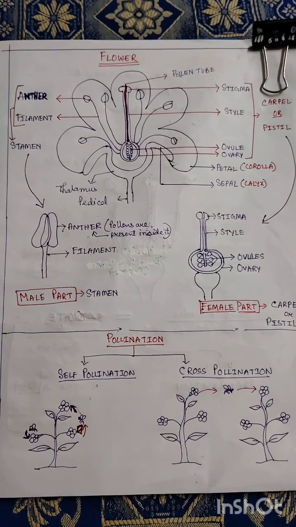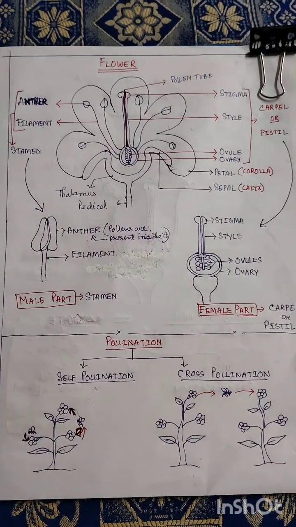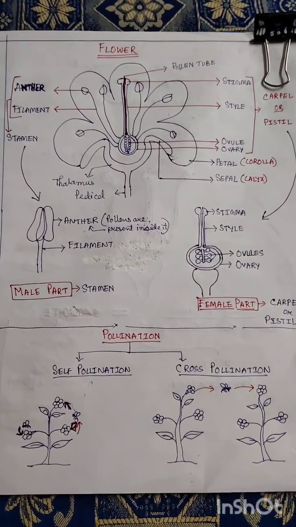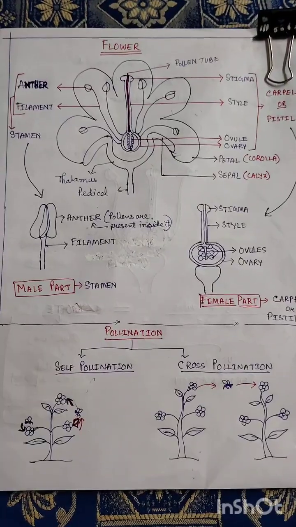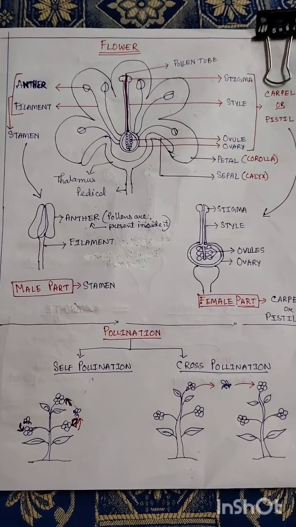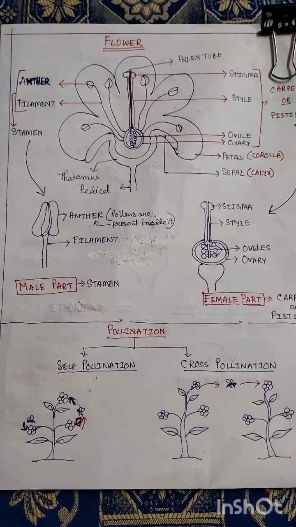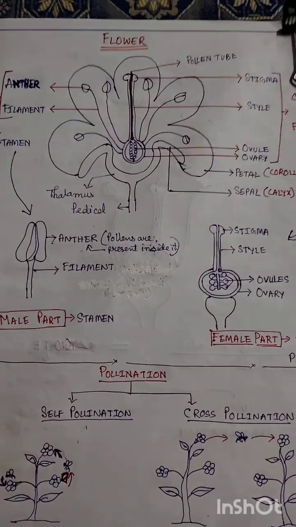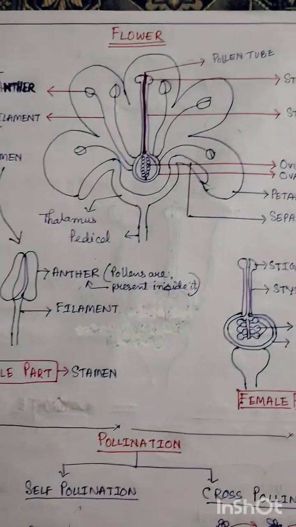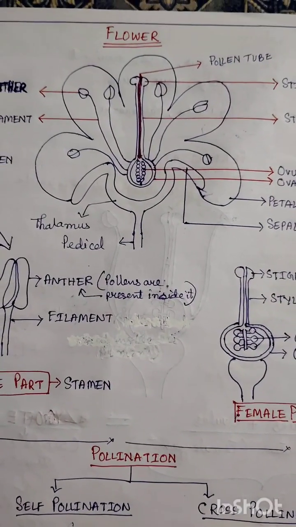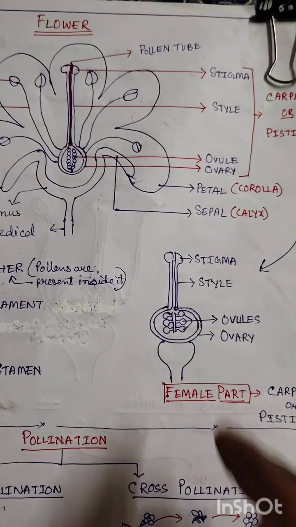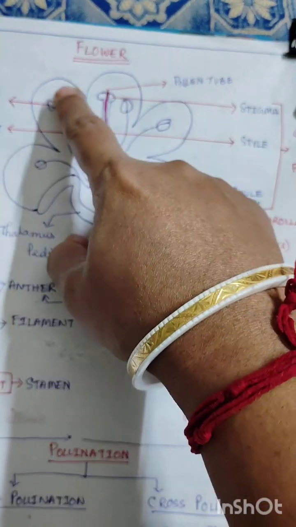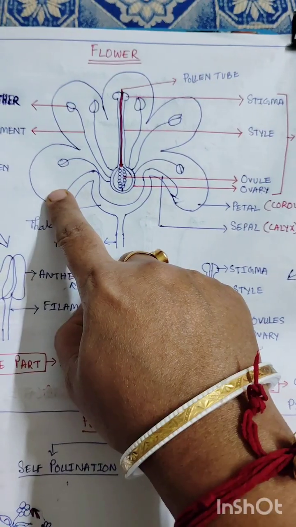Now, without any further delay, I am starting the chapter The Flower. Okay, first I have made one drawing. Just go through it. I am explaining all the details after explaining this diagram. See, this is a diagram of a flower. First, I am taking the picture close. See, there are 5 petals. This is the petal. This is 1, 2, 3, 4 and 5.